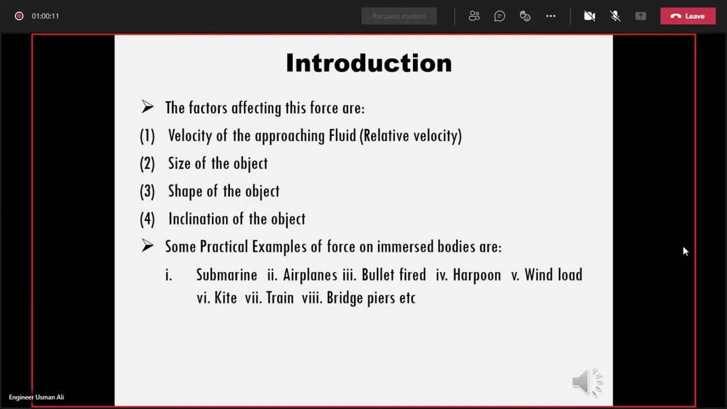A harpoon is a device used to catch fish in water bodies. It has a sharp edge and a cylindrical element with which it is thrown in water and moves there. So it also experiences force as a force on an immersed body. Other examples are wind load on buildings, kite flying, trains, bridge piers. These are examples where the body is immersed and experiences the force of fluid on it.